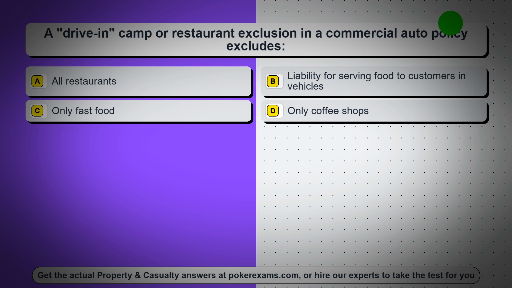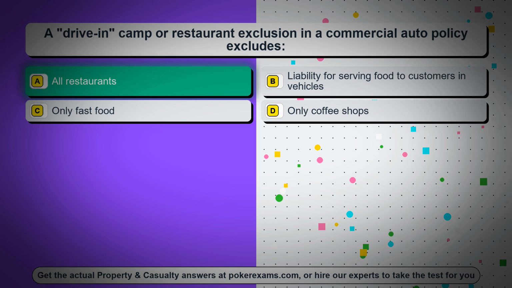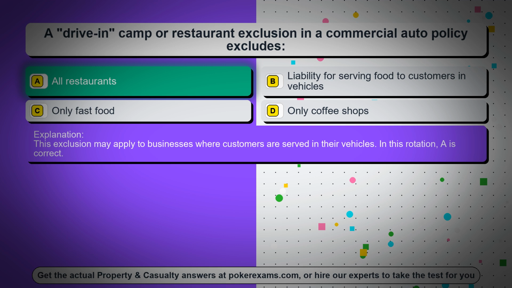Question 46. A drive-in camp or restaurant exclusion in a commercial auto policy excludes option A, all restaurants, option B, liability for serving food to customers in vehicles, option C, only fast food, option D, only coffee shops. The correct answer is option A, all restaurants. This exclusion may apply to businesses where customers are served in their vehicles. In this rotation, A is correct.